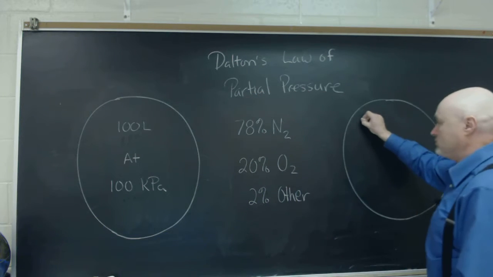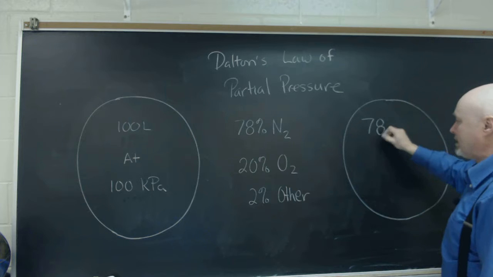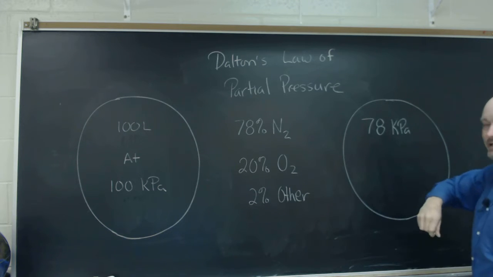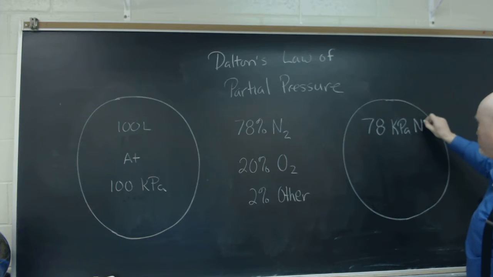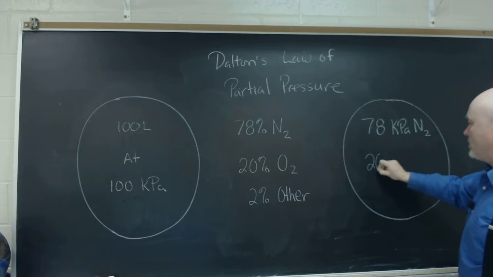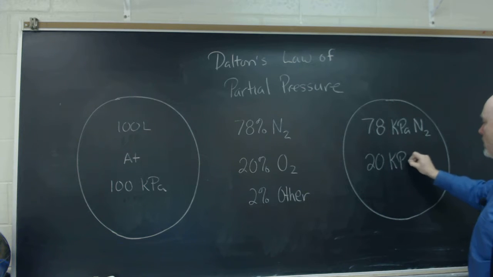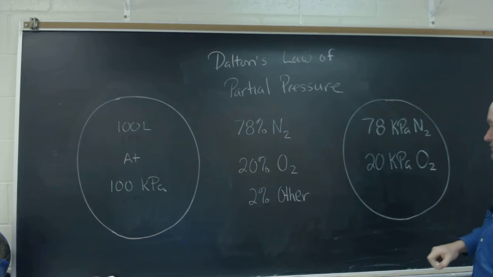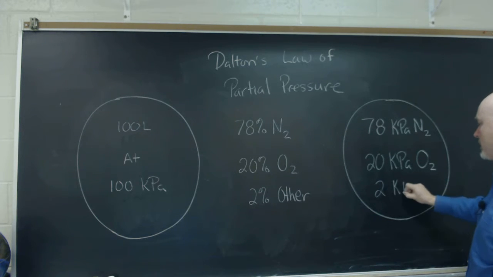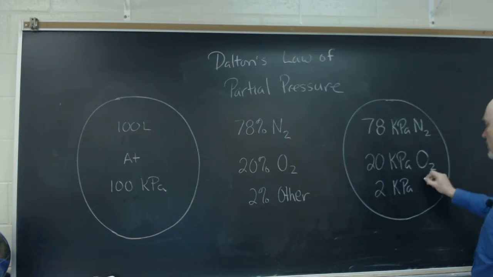Oh, good for you. You paused the video, and if you said that nitrogen contributed 78 kilopascals, you were right. If you said that 20% oxygen gave a partial pressure of 20 kilopascals, you were also right. And if you said 2% of the other gases contributed 2 kilopascals of partial pressure, you're right.